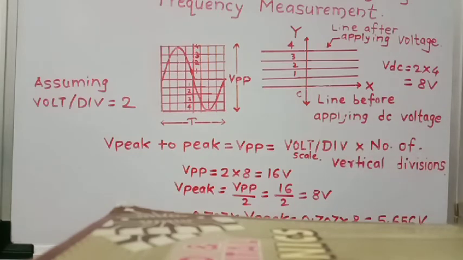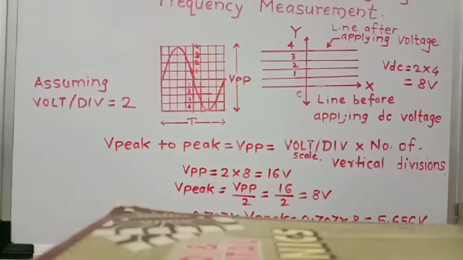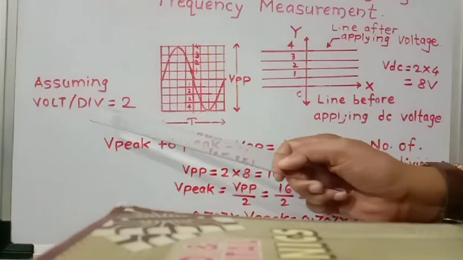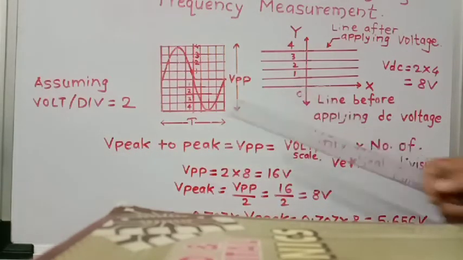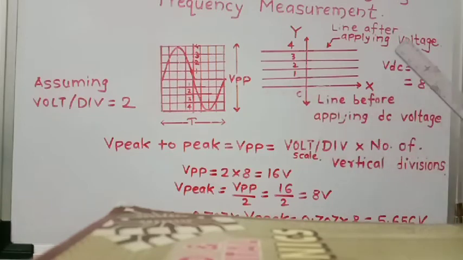Suppose the line moves upward to the 4th division on the y-axis, and the volts per division knob is set to 2 volt. Then the DC voltage is equal to 2 into 4, because per division it is 2 volt. So one division is equal to 2 volt, and there are a total of 4 divisions. Therefore the DC voltage is 2 into 4, which is equal to 8 volt. In this way DC voltage can be measured.